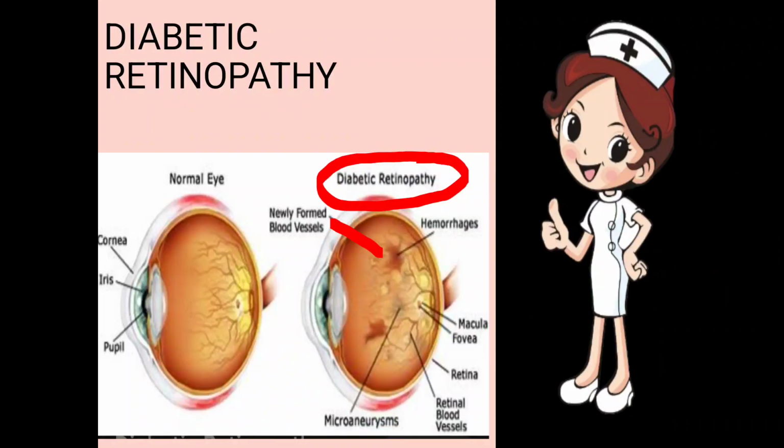Okay, new blood vessels start growing in the retina of a patient. Hemorrhage means there is a leakage of blood from these new blood vessels. And microaneurysms are also seen in diabetic patients. In diabetic retinopathy, new blood vessels start growing in the retina and start leaking, due to which hemorrhage is seen in the retina.